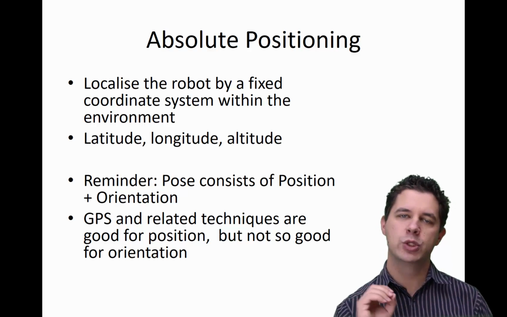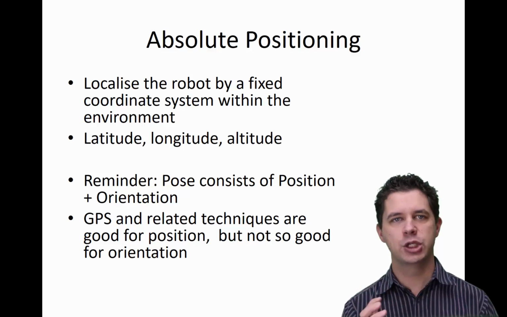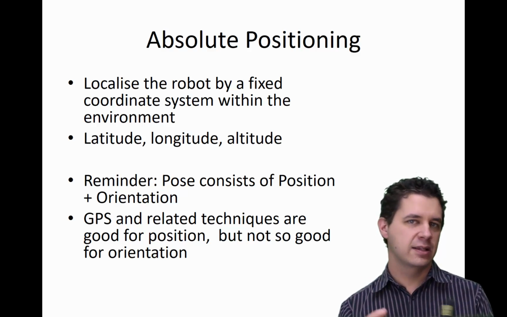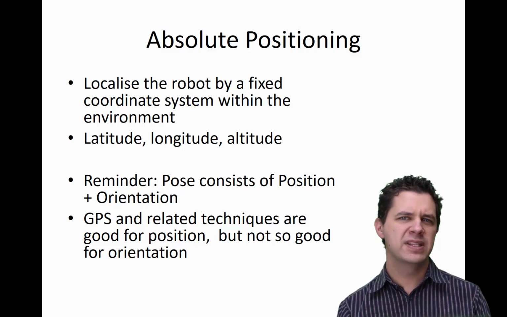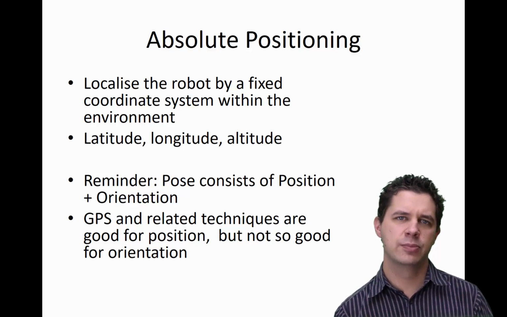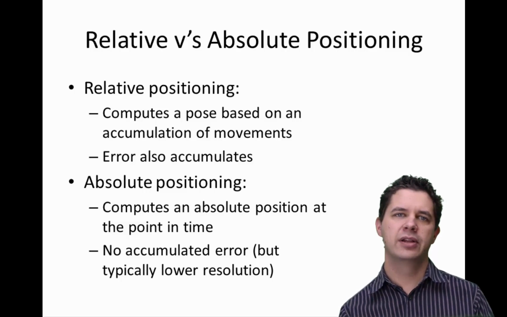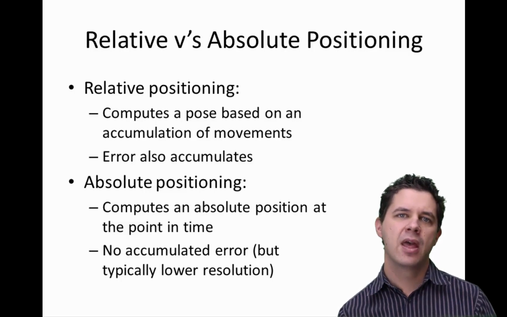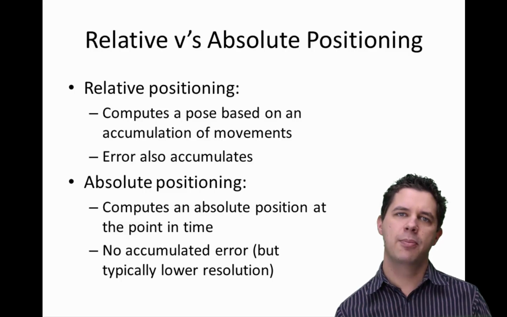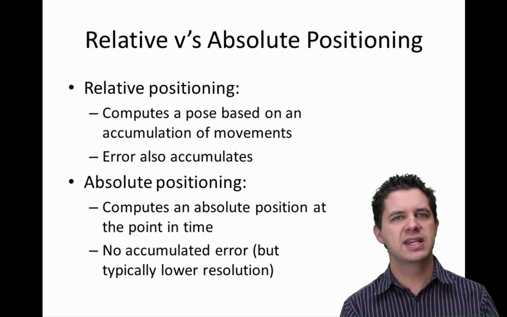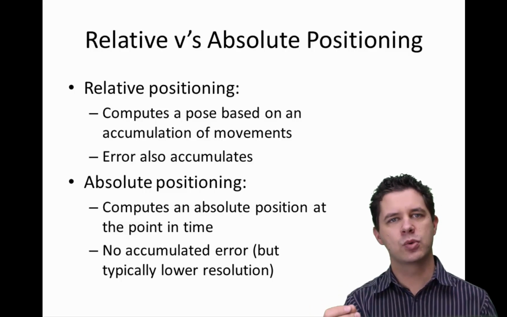And just a reminder, when we talk about pose, we're talking about position and orientation. And we've got GPS techniques and related techniques that are good for position, but not so great for orientation, particularly if we're not moving. Just reminding us for a moment about our relative versus our absolute positioning. In our relative, we're computing a pose based on accumulation of movements over time. One of the problems is that the error accumulates over time as well.